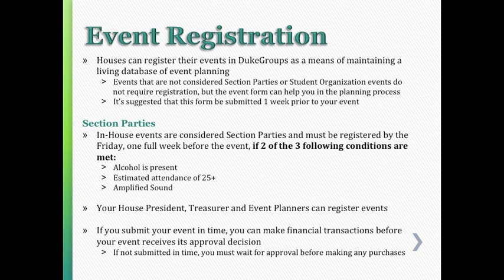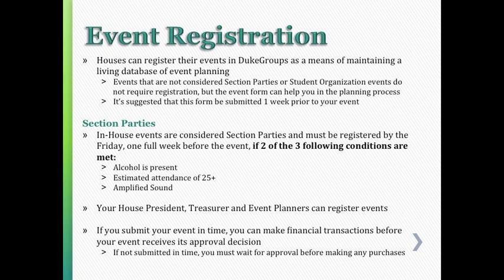Houses have 3 event type options: house events, section parties, and events that are not considered section parties but do trigger one of the event registration criteria. House events are residential gatherings that are not considered section parties and also do not trigger one of the event registration criteria. The house event form can assist with planning and be used to maintain a living database of house events.